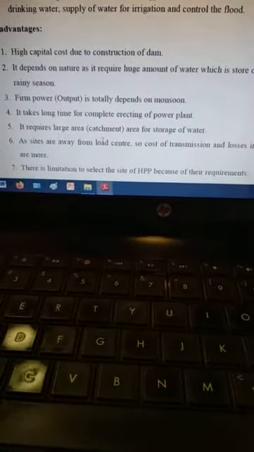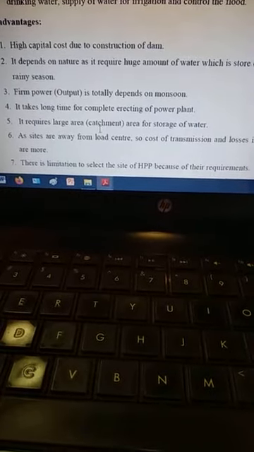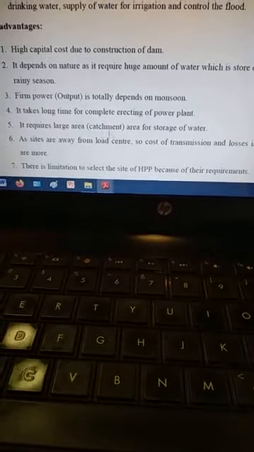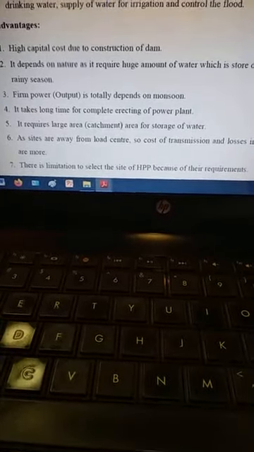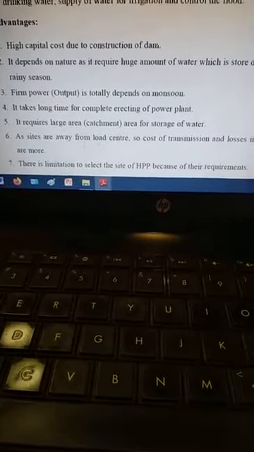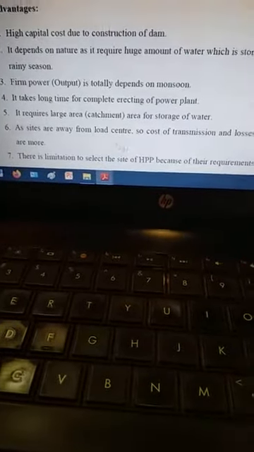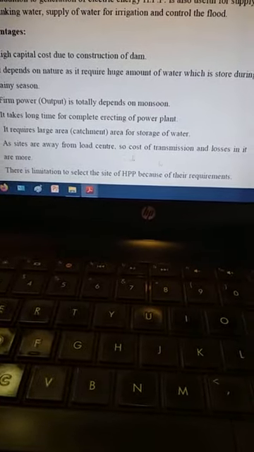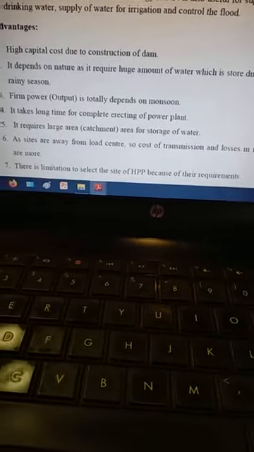It requires a large area, or we can say catchment. It is also a part of the hydroelectric power plant. We call this area the catchment area. So it requires a large catchment area for storage of water. As sites are away from the load center, the cost of transmission and losses in it are more.